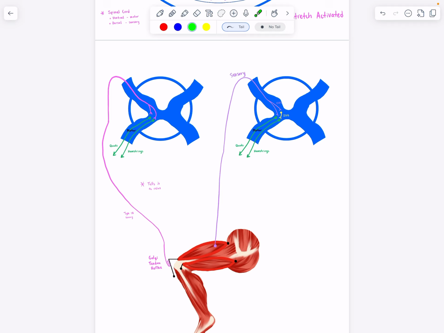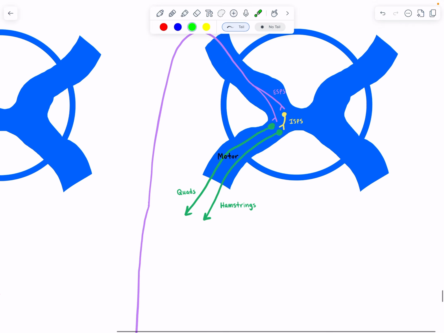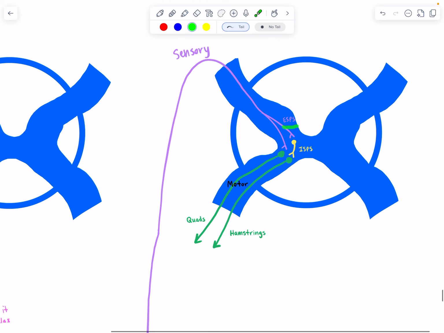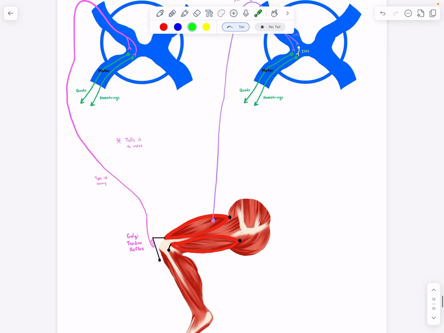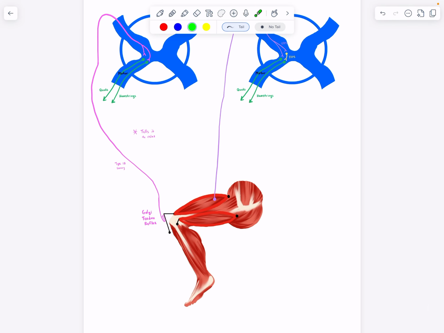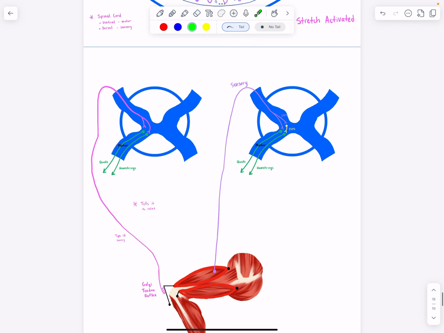And so what happens is that this sensory will come in and cause excitatory, like an action potential, to be generated. And you'll have one motor neuron going to your quads and then another going to your hamstrings. But we don't really need the hamstrings to contract. We need the quads to contract. So this is like, oh no, we're feeling a stretch. We need to contract so we don't injure ourselves.